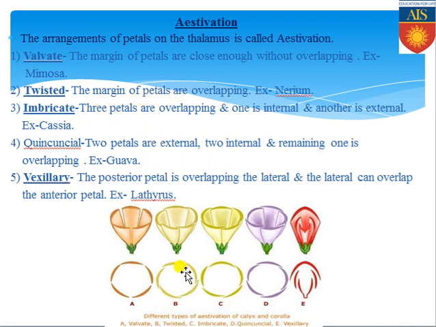Twisted type of the estivation, that is, the margin of the petals are overlapping. You can see here properly the margin of these petals are just overlapping each other, and for that reason this specific structure has come, that is the twisted type of the estivation.